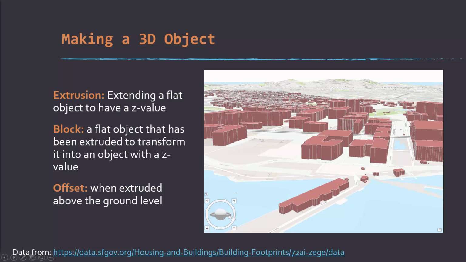And then offset is used when you want to extrude a feature above the ground level. So these are generally for features that aren't on the ground, for example a bridge or something.